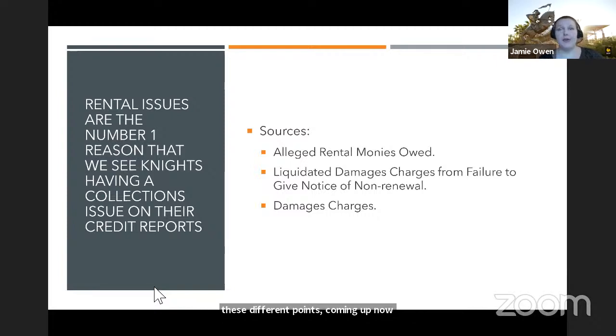Not giving proper notice, which usually leads to what we call a liquidated damage charge, which is a set amount that you agree to pay for failure to do something, or as a penalty for breaking the lease or breaking a contract, something of that nature. And then damage charges, so alleged holes in the wall or paint or things like that, stains on the carpet.